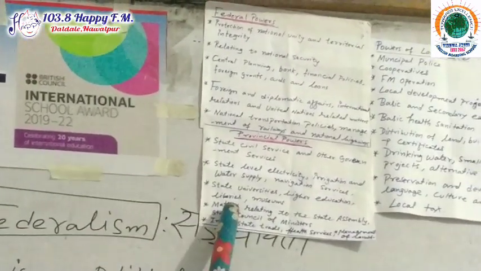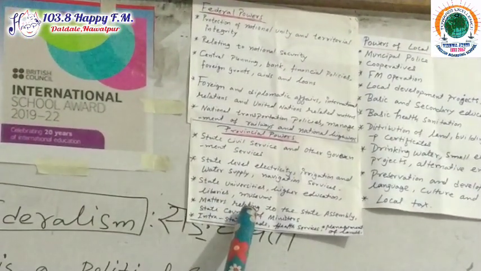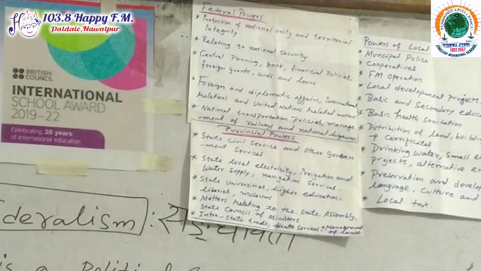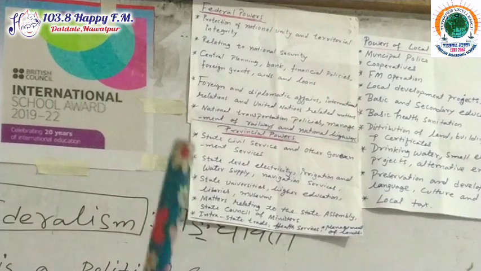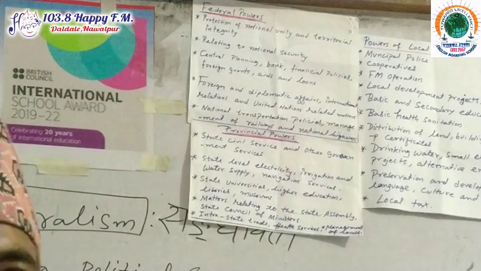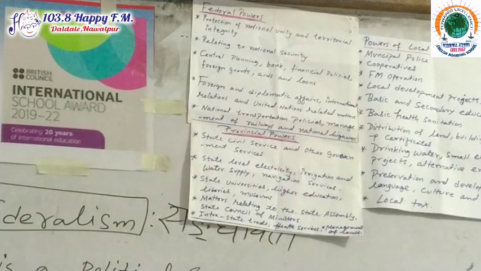Next we see matters relating to the state assembly, state council of ministers, interstate trade, health services, etc. These are also related to the province system. And next, the province system looks after the management of land and related tax also.